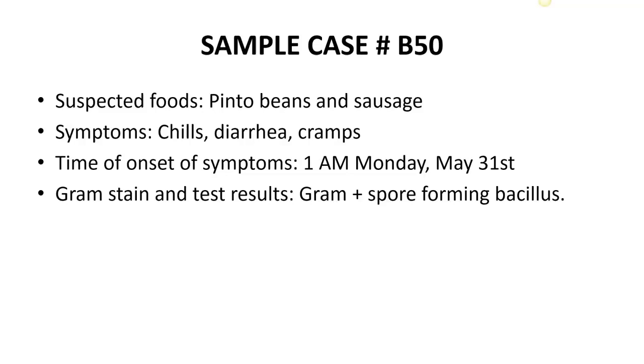We're going to start out with sample case number B50. B50 says the suspected foods are pinto beans and sausage. The symptoms are chills, diarrhea, and cramps. Diarrhea is going to indicate lower GI. Time of onset of symptoms is 1 a.m. Monday, May 31st. We started 1 p.m. Sunday. We're at 1 a.m. Monday. That means we've got 12 hours. What they came up with is a gram-positive spore-forming bacillus as our possibility.